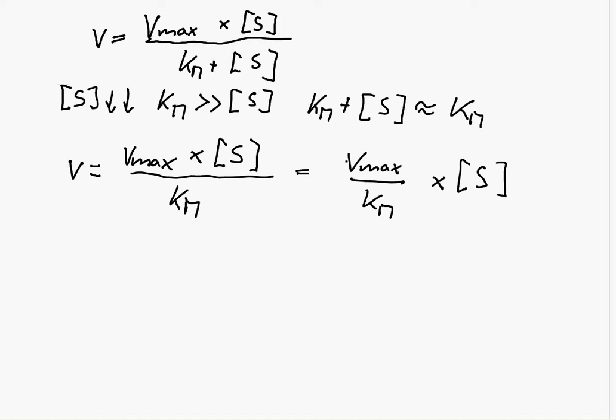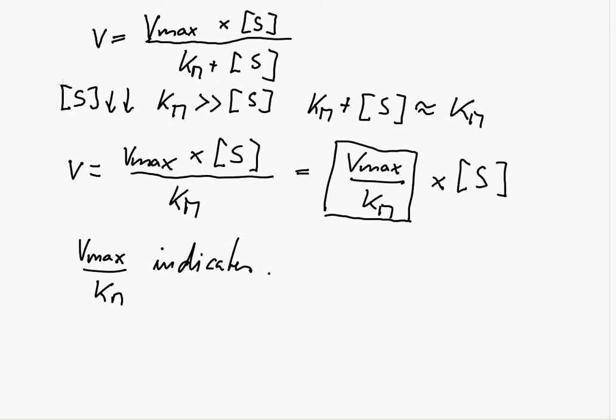And what we see here is that Vmax over Km is another very important parameter, because it tells us something about how the enzyme behaves if the substrate concentration is very small. So Vmax over Km indicates how the enzyme behaves at very low substrate concentrations.